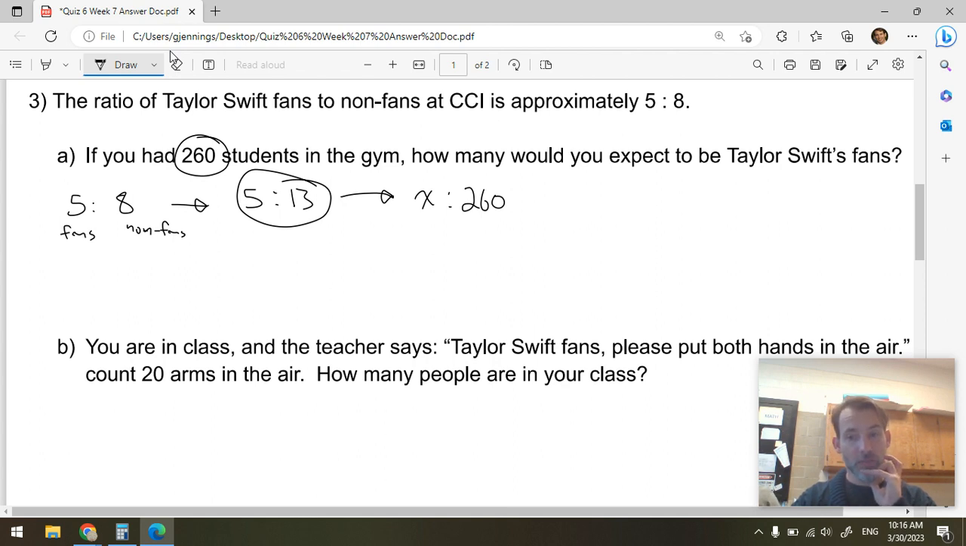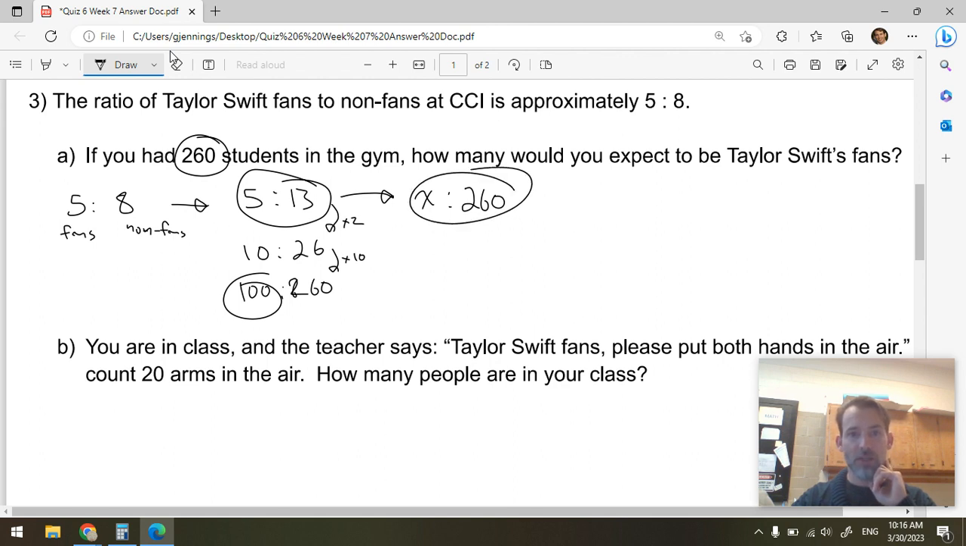So what we could do is find out what percentage of one person is a fan and then multiply by 260. Is one weird way of doing it. Or if you notice that we can multiply this here, 5 to 13 would be the same ratio as 10 to 26, would be the same ratio as 100 to 260. And there's our answer. So I just scale that up by multiply by 2, and then I scale this up by multiply by 10, or just multiply by 20 to get the answer here.